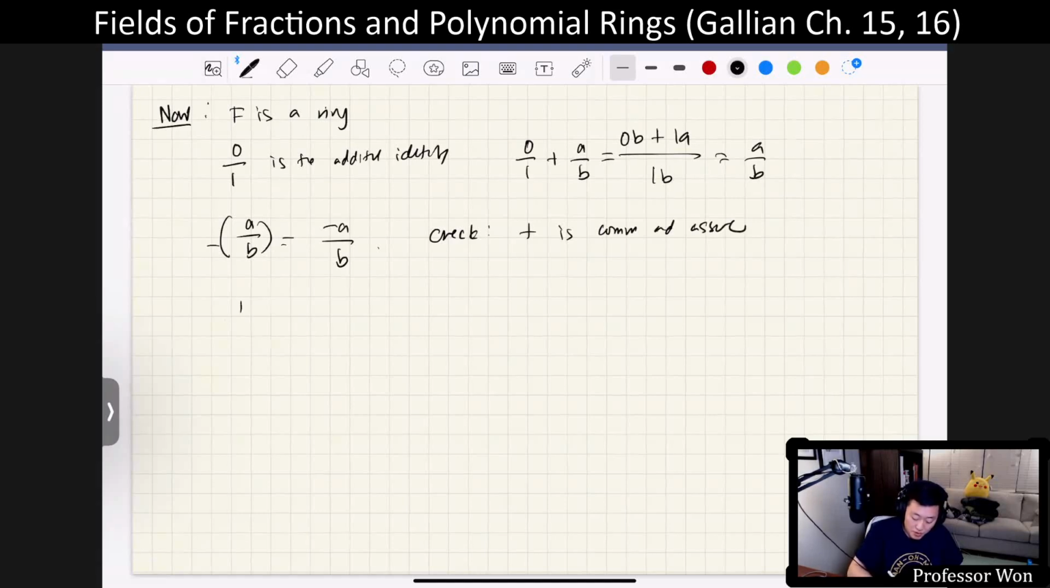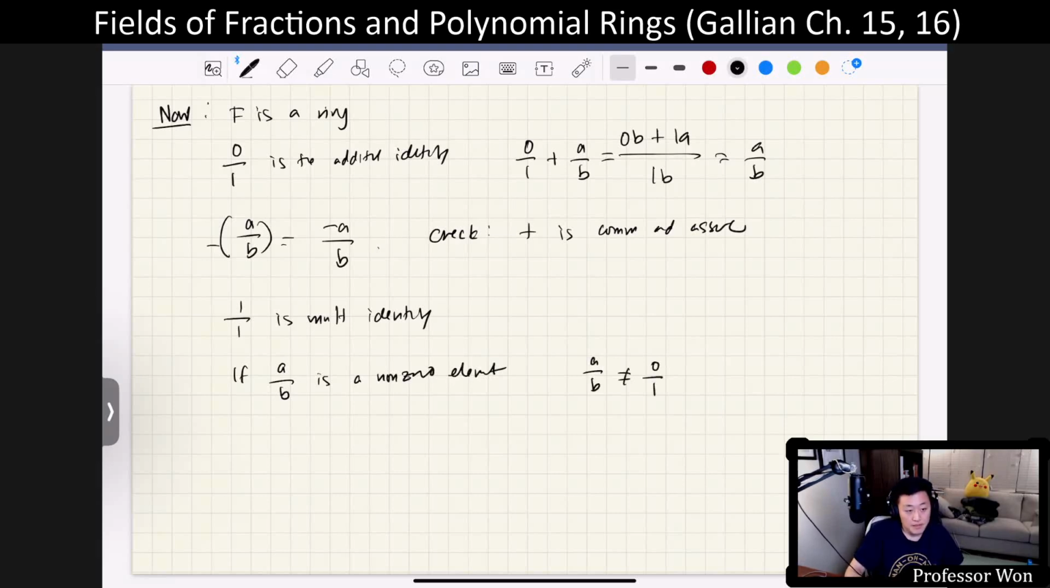For the ring structure, 1 over 1 is the multiplicative identity. That one's easy enough to see from the definition of multiplication. And here, if a over b is a non-zero element, what does that mean? That means that a over b is not equal to 0 over 1, because that's the zero element of F from when we looked at the additive structure. And that's the same thing as saying that a is not equal to 0. So the non-zero elements are just exactly the ones whose numerators are non-zero. That shouldn't be a surprise.